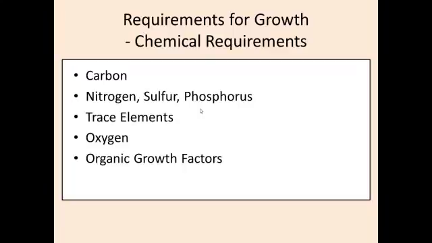And for phosphorus, remember ATP and all of that phosphorylation going on? We need a ton of phosphorus. So we need these 4 elements in large amounts. We also need oxygen, but we're going to talk about oxygen in a little bit. Trace elements are things that you need just a little bit of. You need just a little bit of iron. You need just a little bit of magnesium, usually for enzymatic functions. Oxygen, we're going to talk about in great detail in the next slide because different organisms need different amounts of oxygen. And then organic growth factors.